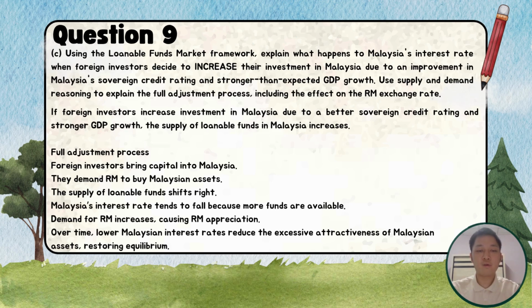At the same time, foreign investors need to buy ringgit Malaysia in order to purchase Malaysian assets. Therefore, the demand for ringgit Malaysia increases in the foreign exchange market. This causes the ringgit Malaysia to appreciate. Over time, the lower Malaysian interest rate reduces the excessive attractiveness of Malaysian assets. This helps restore equilibrium in both the loanable funds market and the foreign exchange market.